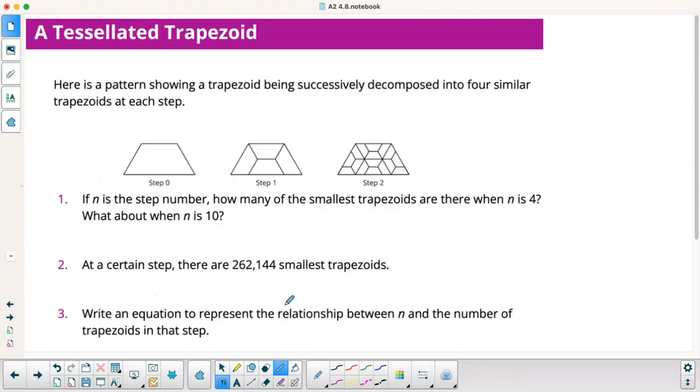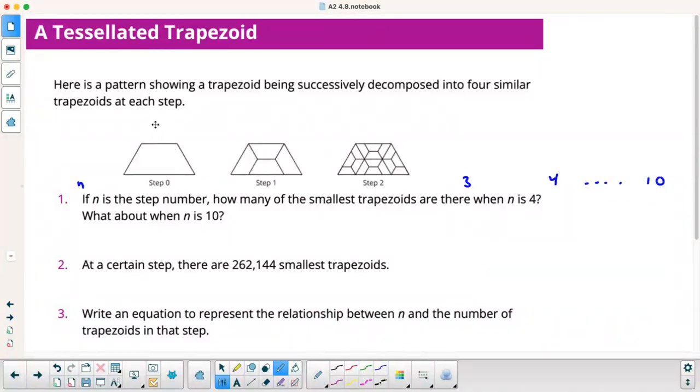All right, here's the pattern showing a trapezoid being successively decomposed into 4 similar trapezoids at each step. If n is the step number, so these are my steps, this is my n. How many of the smallest trapezoids are there when n equals 4? Okay, so step 3, step 4, and then we want to eventually get to 10. So we might be able to kind of count here.